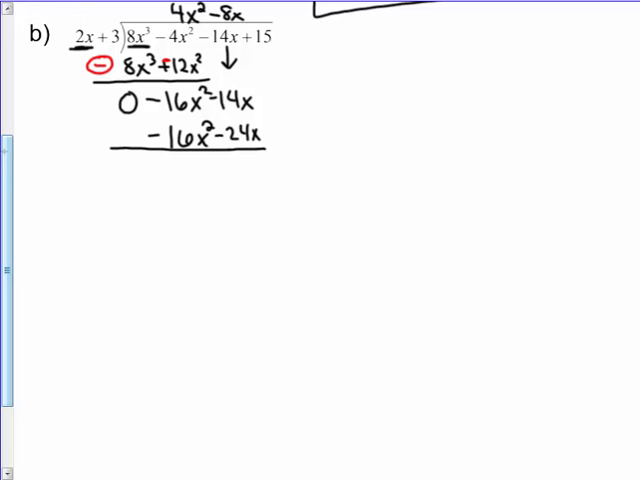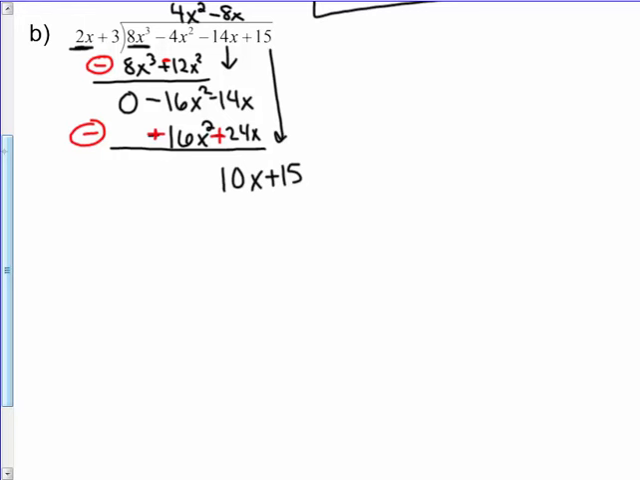I subtract. And again, right now I'm just going to circle it like this. And what does that mean? That becomes positive as well. The first term becomes 0, which is what we want. And then negative 14x and 24x gives me a 10x. I bring the 15 down, and I do it one more time here.